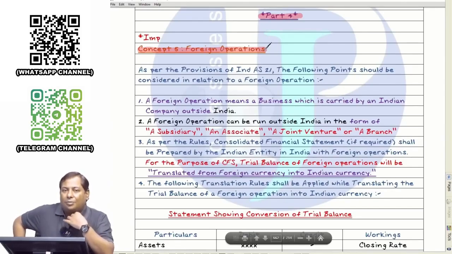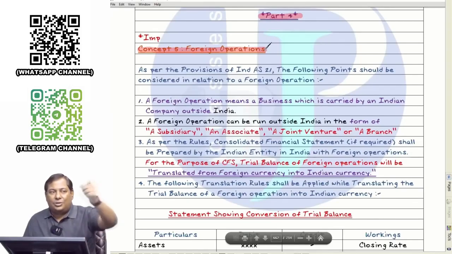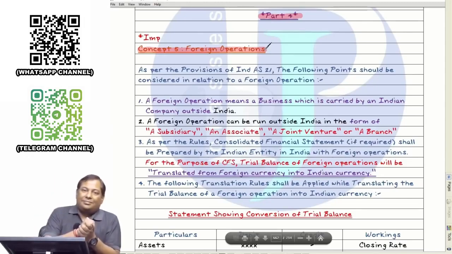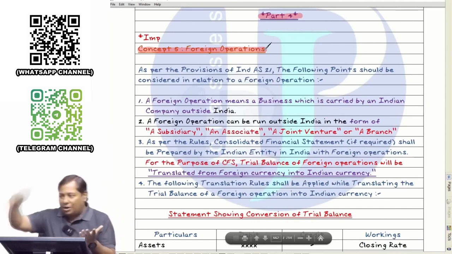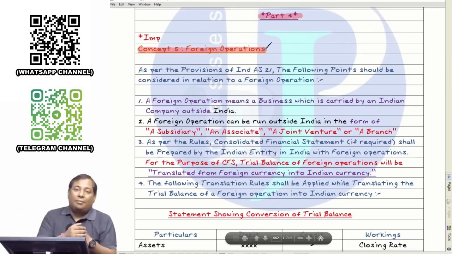If it's a branch, then the head office will consolidate it, and if it's a subsidiary, then the holding company will consolidate it in India. If it's an associate, then the investor will consolidate it in Ind AS 28. If it's a joint venture, then we will consolidate it under 28 or 111. Okay, students? Consolidation of any foreign operation you establish outside of India has to be in India. Therefore, it will be in Indian rupees.